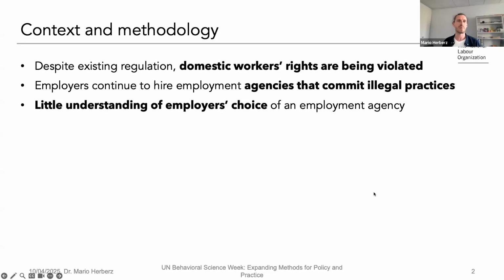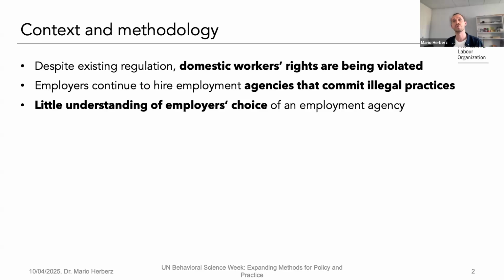In Hong Kong, despite existing regulations, domestic workers' rights are being violated. And one reason for this is that employers, who can be people just like you and me, who simply need someone to help them out in their home, continue to hire employment agencies that commit illegal practices. Employment agencies are the intermediary between domestic workers, who are often recruited from abroad, and the employers in Hong Kong. The illegal practices they suffer from include having their passports taken away or being charged excessively high fees, and that basically puts them at risk of forced labor.